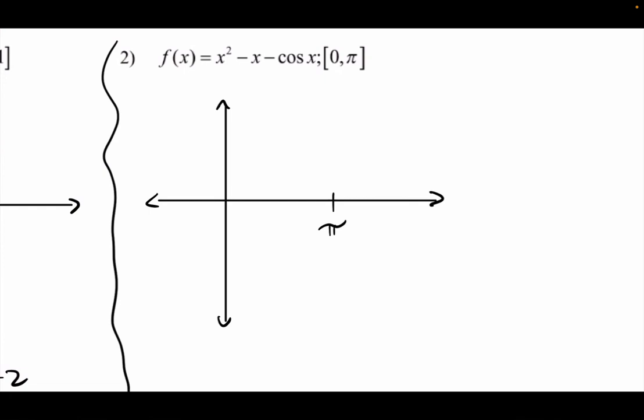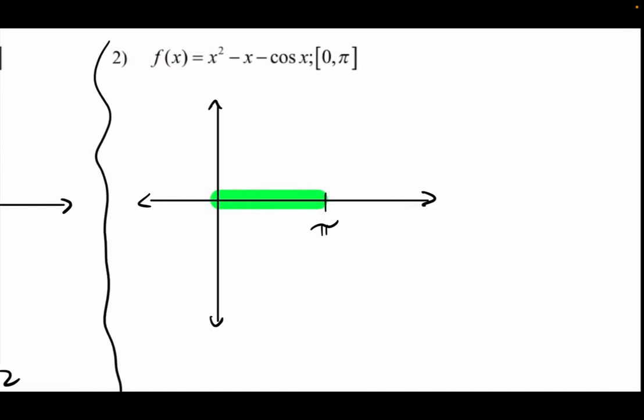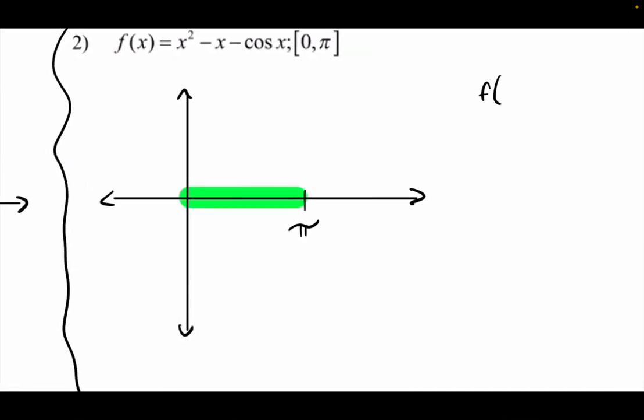Now we have a trig graph. It's got cosine on it. It goes from 0 to pi, so 0 to 3.14. That's where the interval is. So they want us to know, is there a zero between there? Well, where do we start? Where do we end? 0 and pi. So we're going to plug in 0 and we're going to plug in pi. Figure out where we start, where we end.